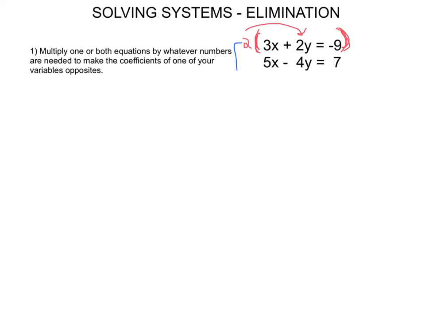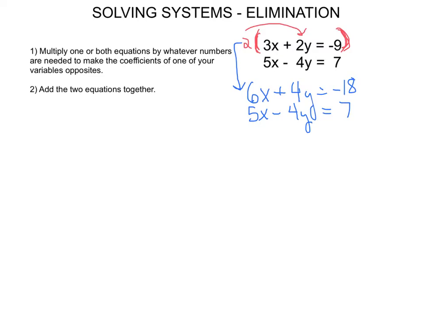So this equation, once I do this, now becomes 6x plus 4y is equal to -18, and the second equation stays as it is. I haven't touched that one: 5x minus 4y is equal to 7. So I've accomplished step 1 by multiplying the entire first equation by 2, giving me 4y and -4y, two coefficients that are opposites. My next step says add the two equations together.